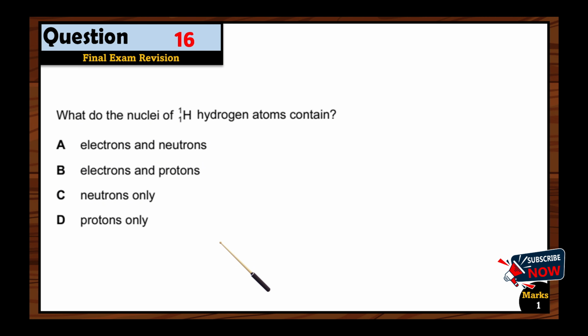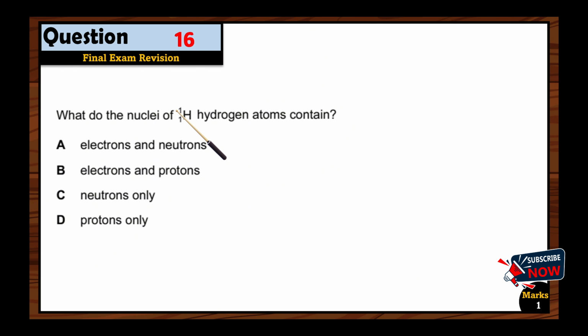Now let's see question number 16. What do the nuclei of a hydrogen atom contain? If you see this one, it has atomic number 1. The mass number is also 1. We already know that the atomic number is equal to the proton number. So if the mass number is 1, it means that in the nucleus we just have the proton there that has the mass 1, right?